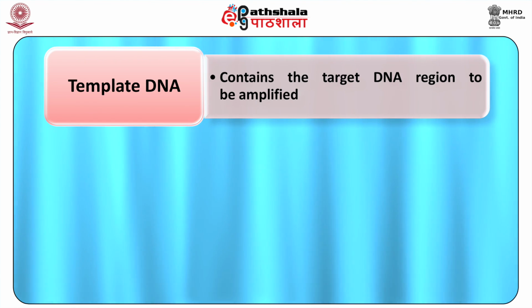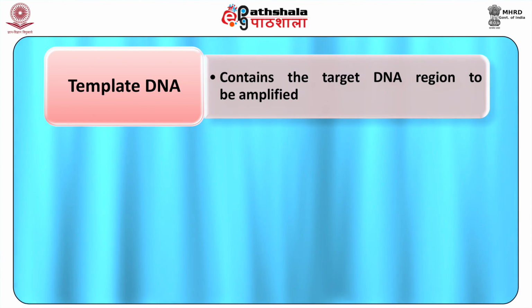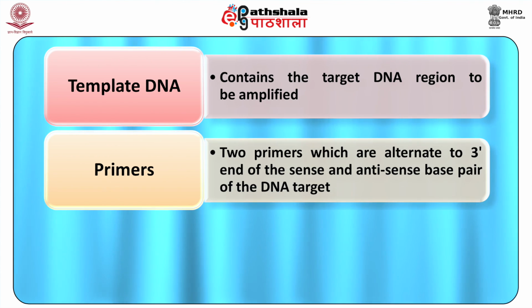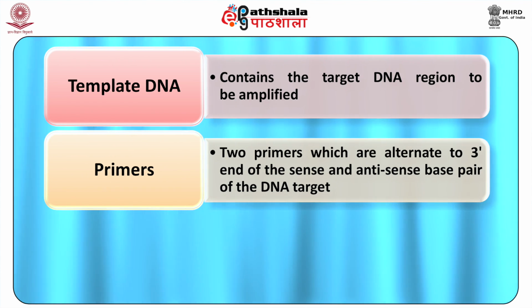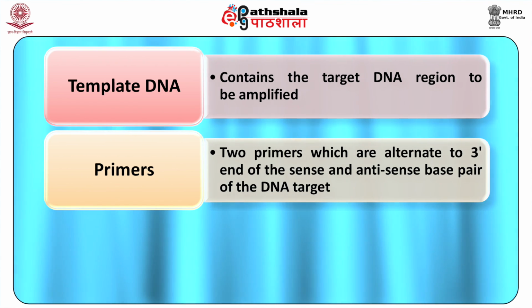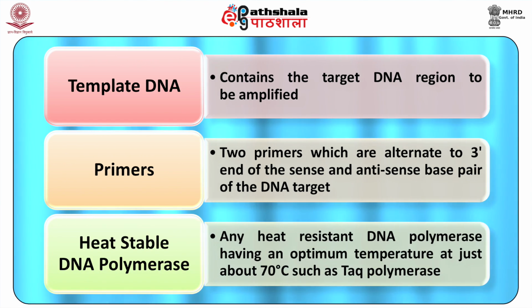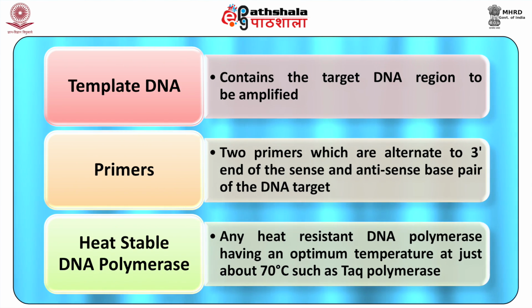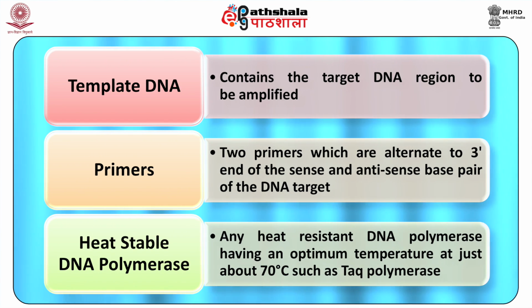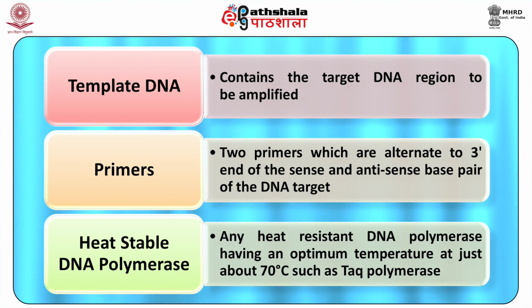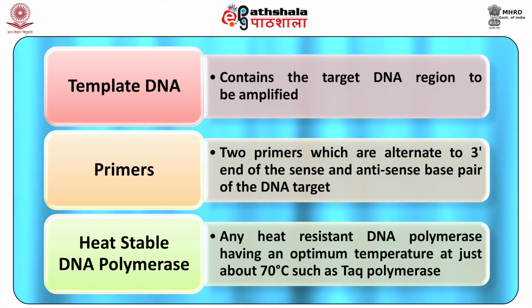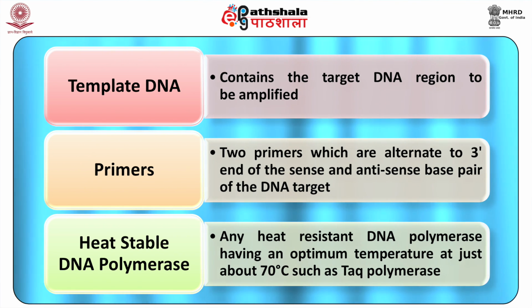This template DNA contains the target DNA region to be amplified. Primers: two primers which are complementary to the 3' end of the sense and the antisense strands of the DNA target. Heat stable DNA polymerase: any heat resistant DNA polymerase having an optimum temperature at just about 70 degrees Celsius, such as Taq polymerase.